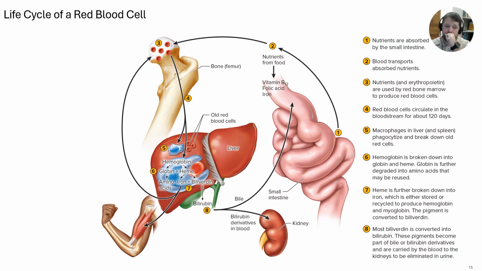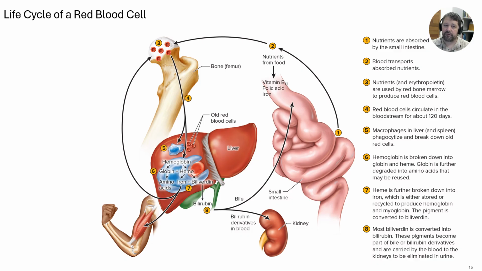And finally, the life cycle of a red blood cell. Remember, we're looking at about 120 days. Nutrients from the intestines get into the blood system and are taken to the bone marrow. In conjunction with that, you're going to get erythropoietin coming off either the liver and the kidneys, or mainly just the kidneys, that gets into the bloodstream and stimulates the production of red blood cells in the bone marrow.